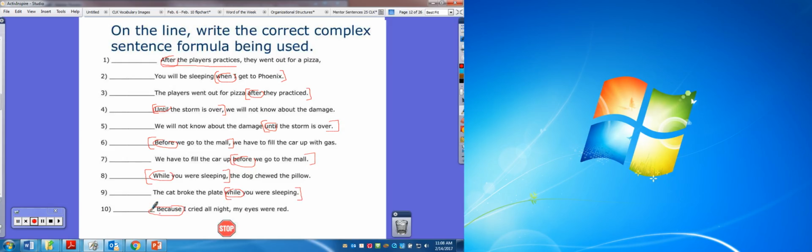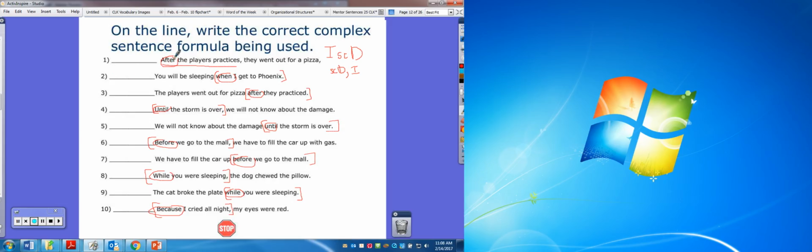Alright, so we have bracketed in all of our dependent clauses. The next thing we're going to do is go through and write the sentence formula being used in each sentence. We're either going to be using the independent clause, subordinating conjunction, dependent clause formula, or the subordinating conjunction, dependent clause, comma, independent clause formula. Let's look at number 1.